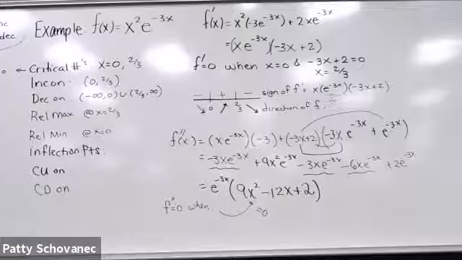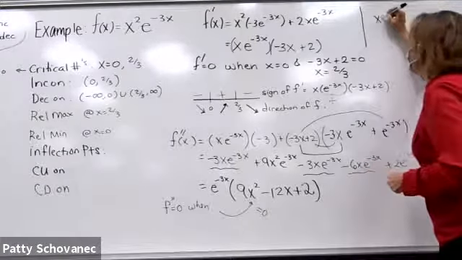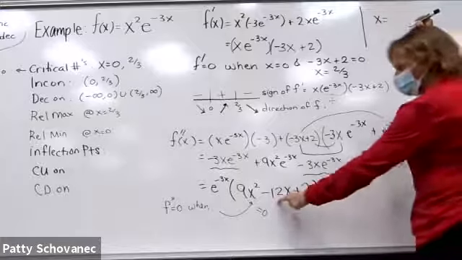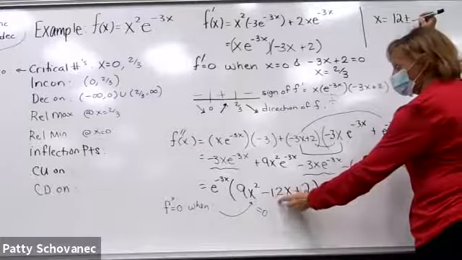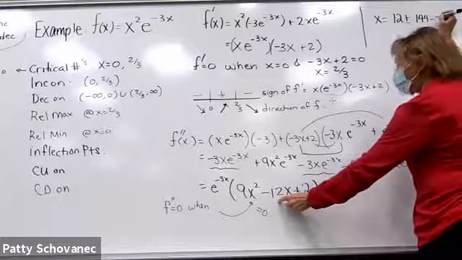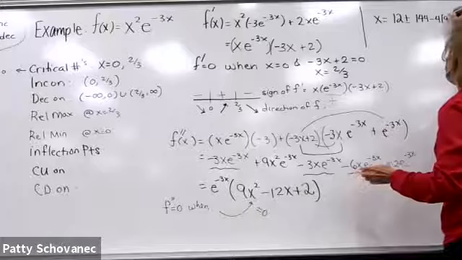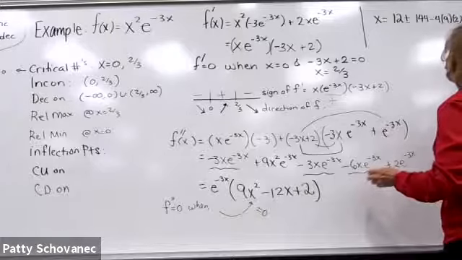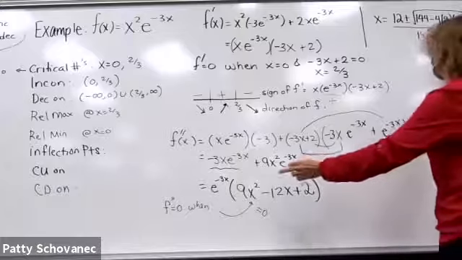So I'm setting the batch in parentheses equal to 0, and I'm going to use the quadratic formula. x is equal to the opposite of b, so that gives me a 12, plus or minus the square root of b squared. 12 squared is 144, minus 4 times a times c, so times 9 times 2. That's in the square root. All of that's over 2 times a. 2 times 9 is 18.